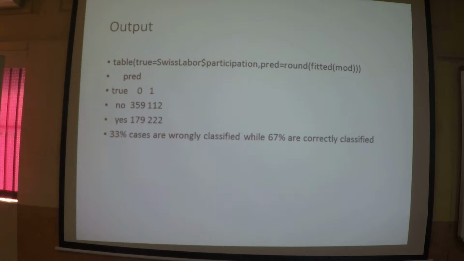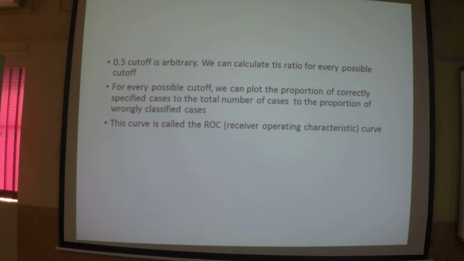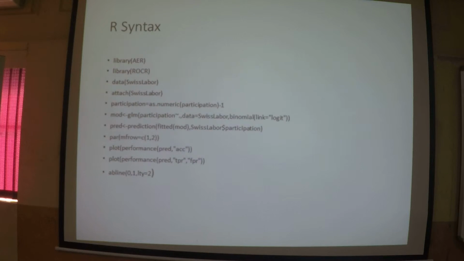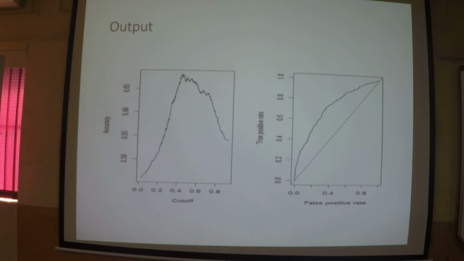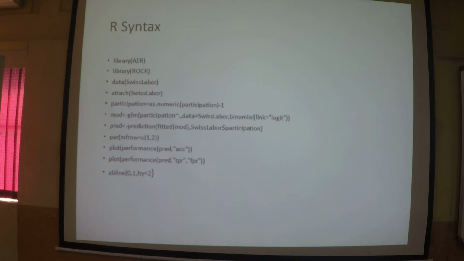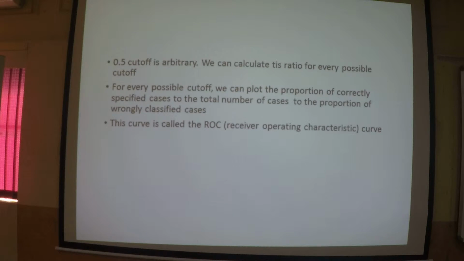So what we are going to do next is use different levels of cutoff, do this calculation for each level of cutoff, and see which cutoff gives me the most correct predictions. This is called the ROC curve, the receiver operating characteristic curve. So this is the ROCR. I've done it like this. There is a library called ROCR which I have downloaded. Receiver operating characteristics curve.